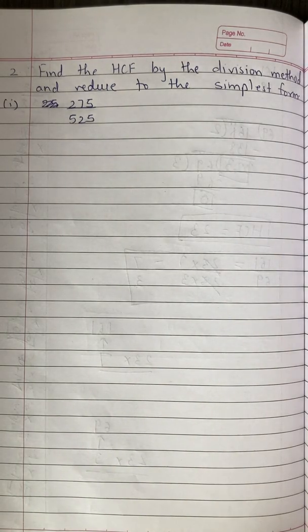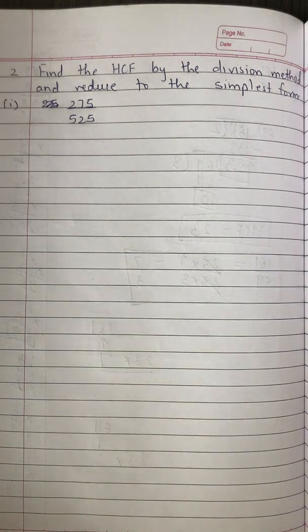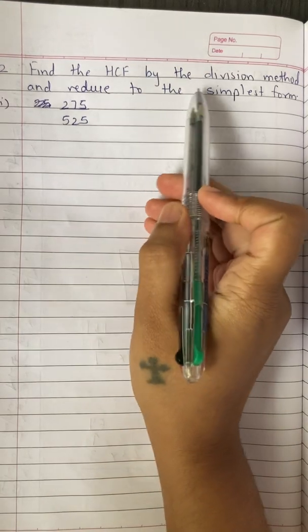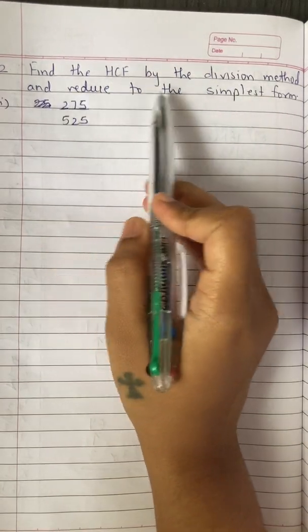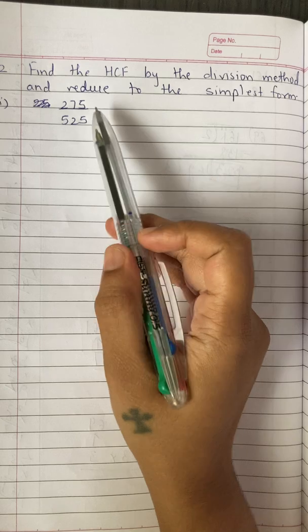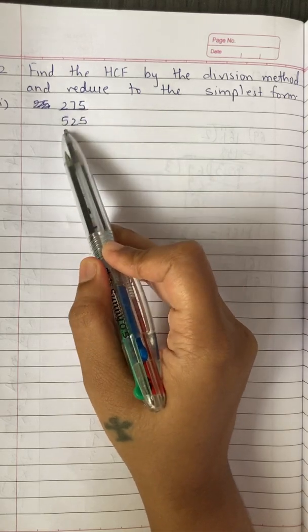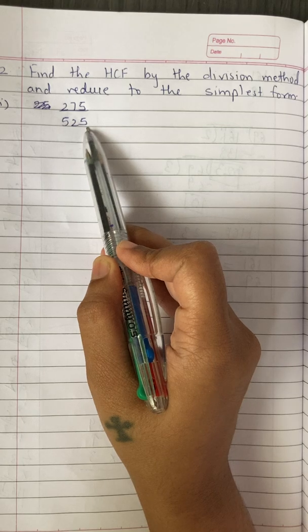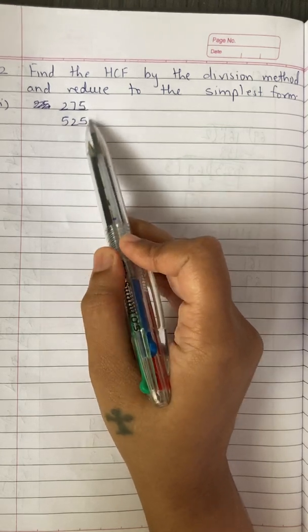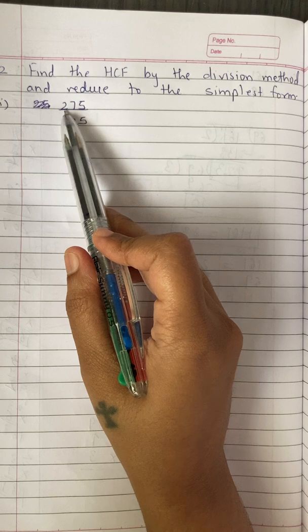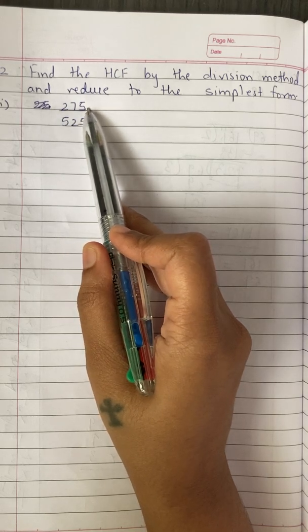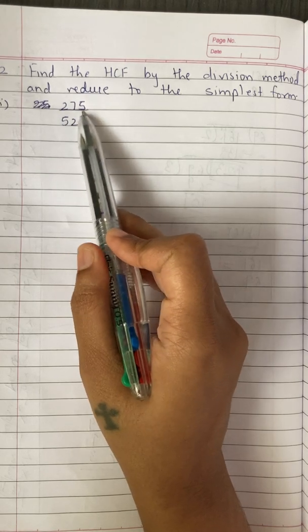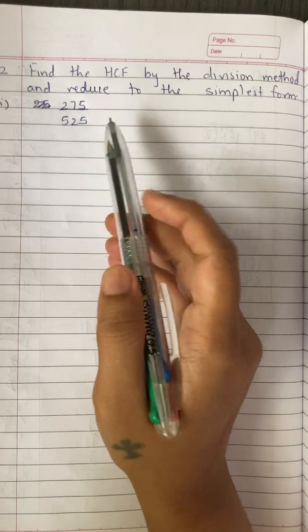Second question from practice set 12 is: find the HCF by division method and reduce to the simplest form. Okay, so the fraction is 275 upon 525. Like I said, the first step is to see which of the two numbers is the smallest. The smallest number is 275, so we take it as the divisor, and the greater number should be the dividend.